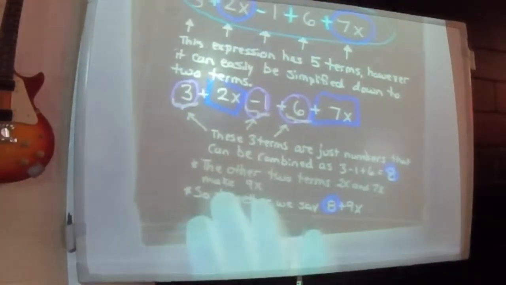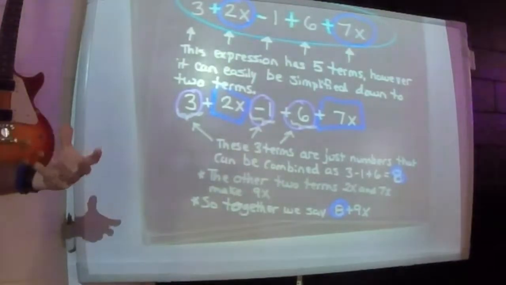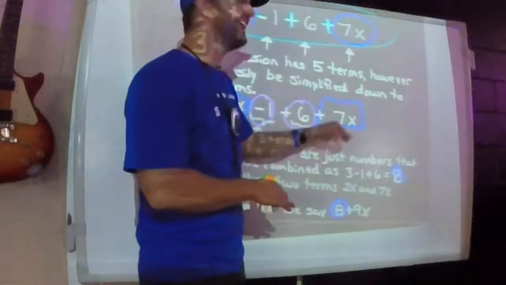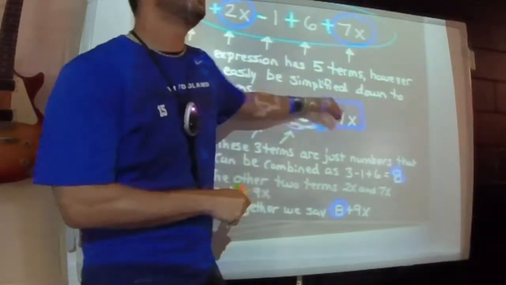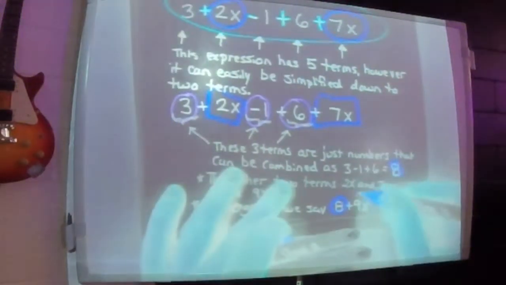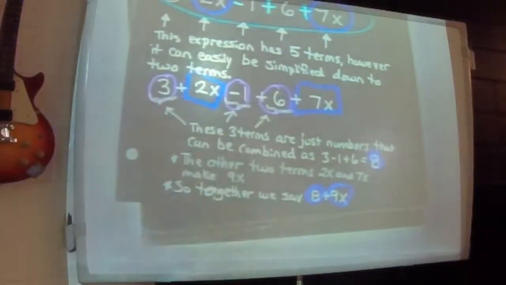Then let's put the red Legos together, which the red Legos are going to be these X's. I got 2 of them, and then over here I got another positive 7 of them. So if you had 2 of them and 7 of them, how many do you have? You have 9 of them. So I had 8 numbers, and I had 9 X's.